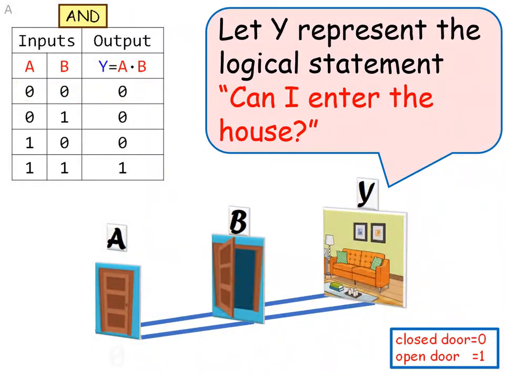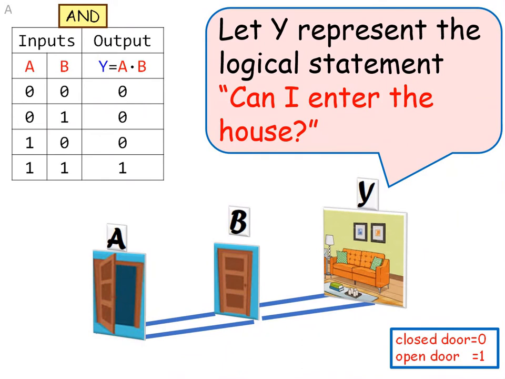Now the door A is closed, so 0. Door B is open, 1. Can I enter the house? No. So the value of Y is 0. So 0 and 1 is 0. Now the door A is open, so 1. Door B is closed, 0. Can I enter the house? No. So the value of Y is 0. So 1 and 0 is 0.